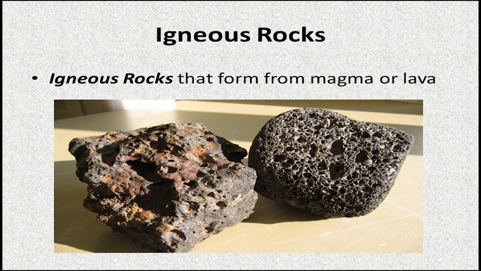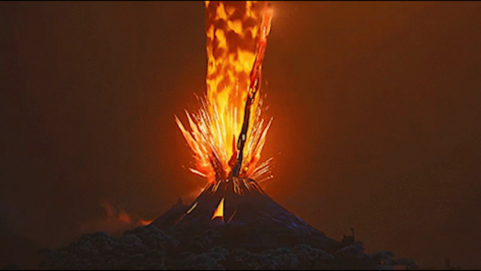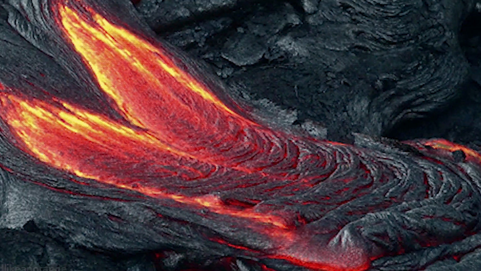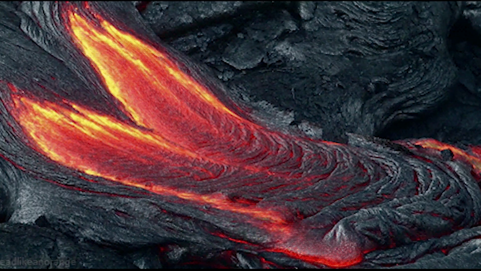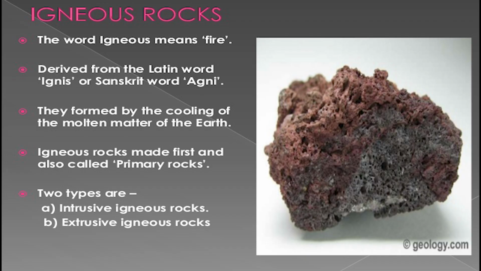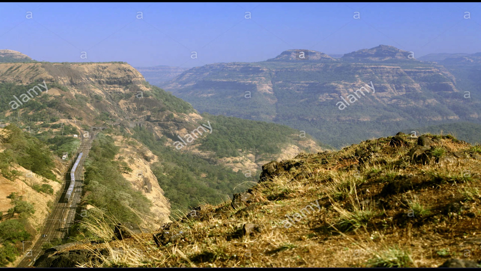Igneous rocks. These are rocks formed by volcanoes. When a volcano erupts, hot magma is thrust out through its vent. This is called lava. The lava eventually cools down and hardens. This kind of igneous rock is called extrusive igneous rock. Basalt is an example of this kind of rock. The Deccan Plateau is largely made of basalt.